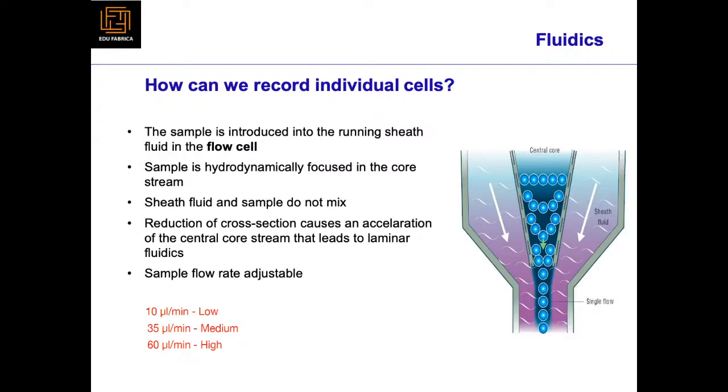So how can we record individual cells? The sample is introduced into the running sheath, into the flow cell, and the sample is hydrodynamically focused in the core stream, and sheath fluid and sample do not mix. So there is a sheath fluid going on, and there is a central core, and a single flow is flowing in it. In this single flow we measure the things actually. The sheath fluid and the single flow do not mix with each other, and reduction of cross section causes an acceleration of the central core stream that leads to laminar flow, and the sample flow is adjustable.